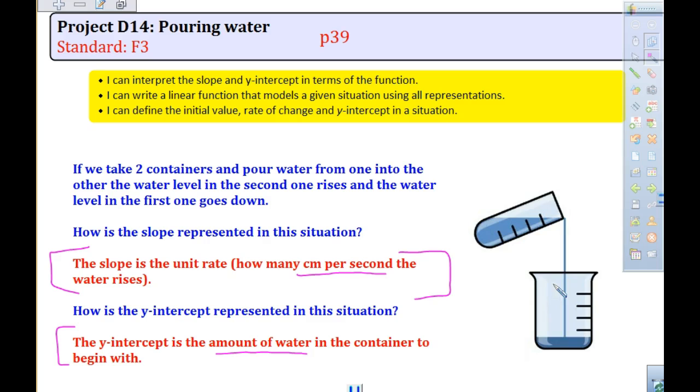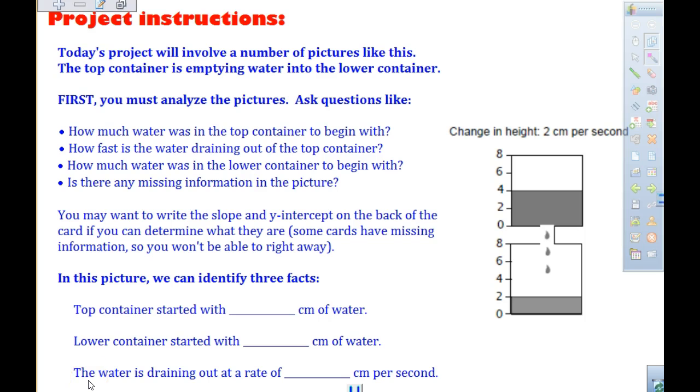So those will involve a number of pictures that look like the top of a container that is emptying water into a lower container. First, you must analyze the picture and ask questions like, how much water is in the top container? This one begins with how much? 4 centimeters, right? How fast is the water going up? They tell us the change in height is, so the top one, the B would be 4, and the M would be positive 2 or negative 2.